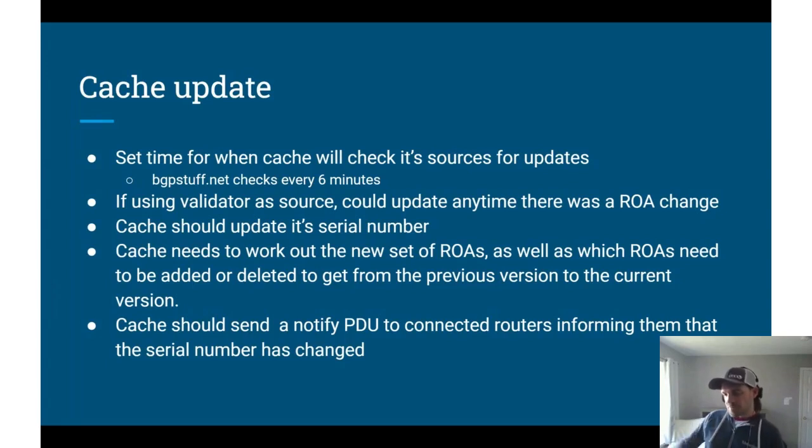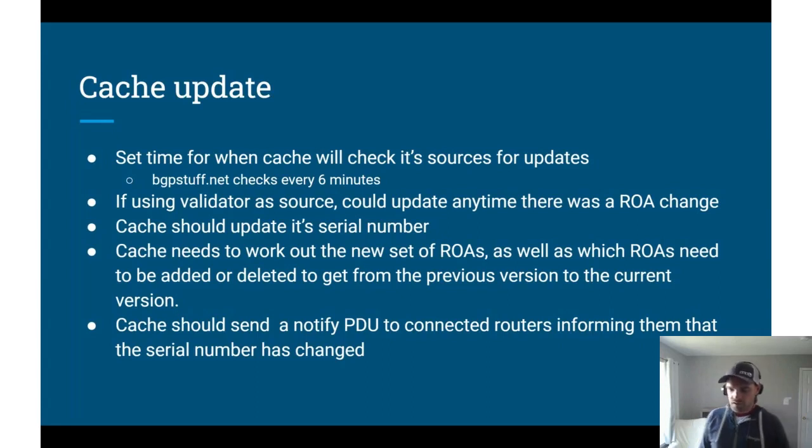Anyway, whatever happens, the cache will then update its serial number to say, hey, now I'm running with serial number 1. And when it does that, it sends a serial notify PDU to all of its connected routers to say, hey, I've updated my version, right? And that's when we get to the next step.